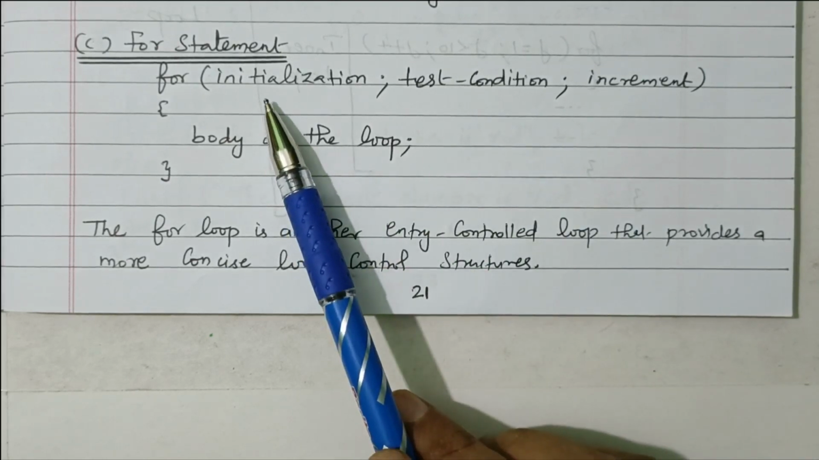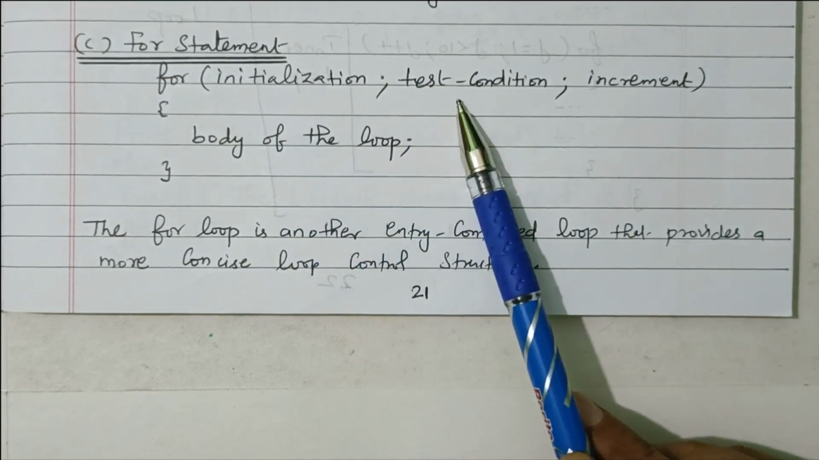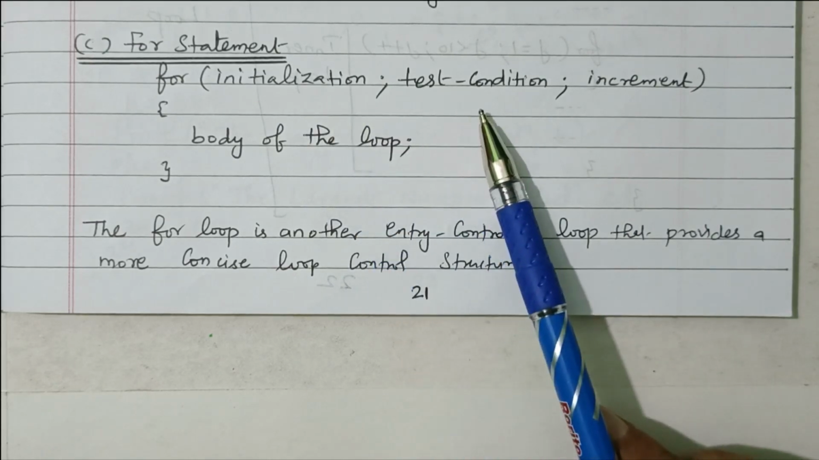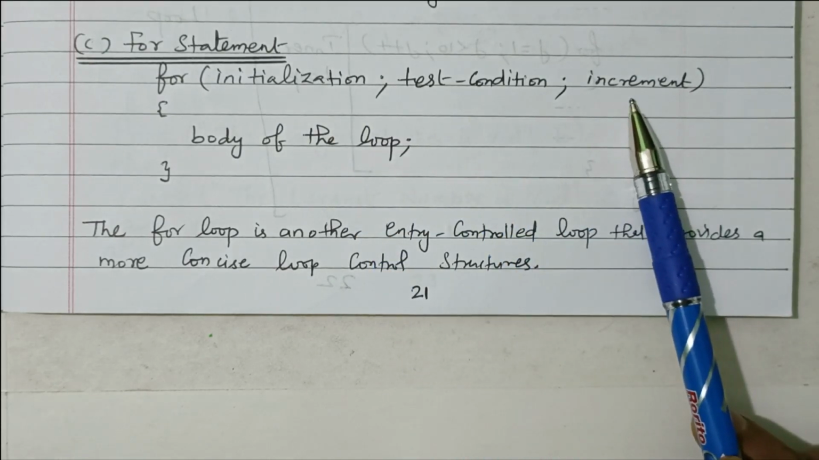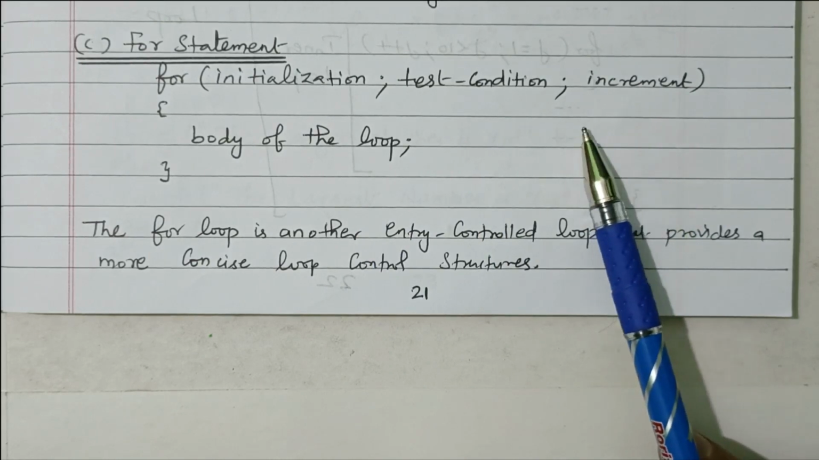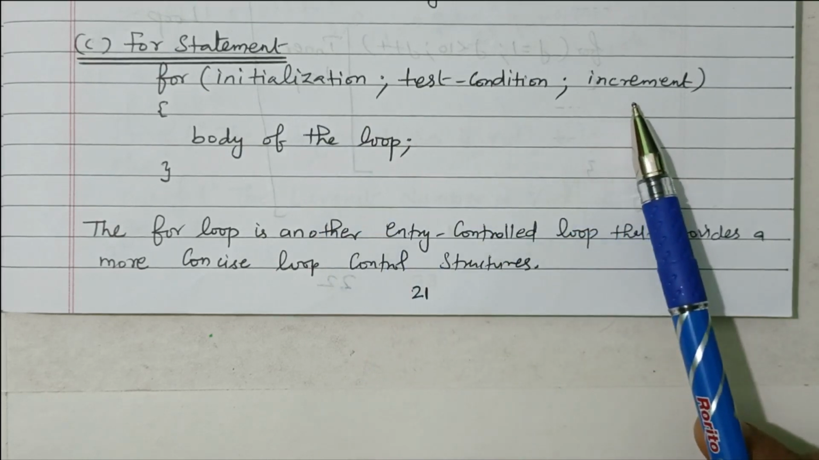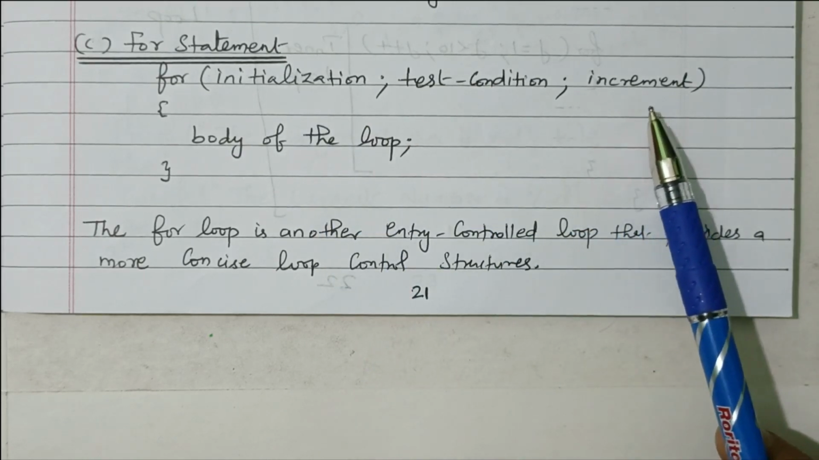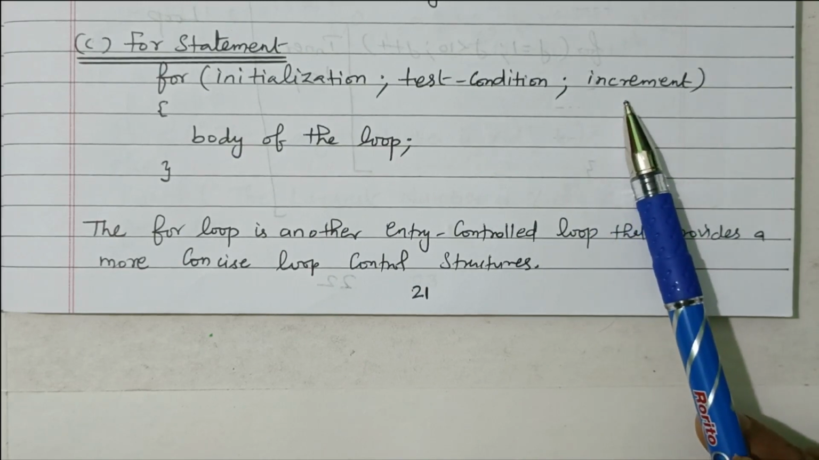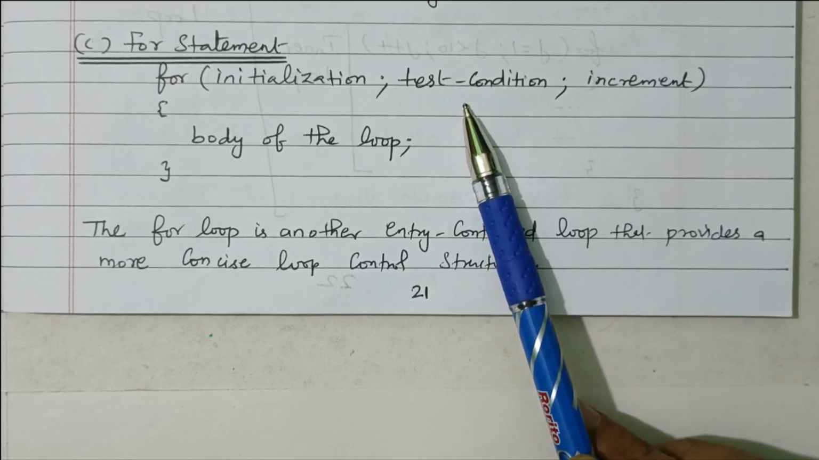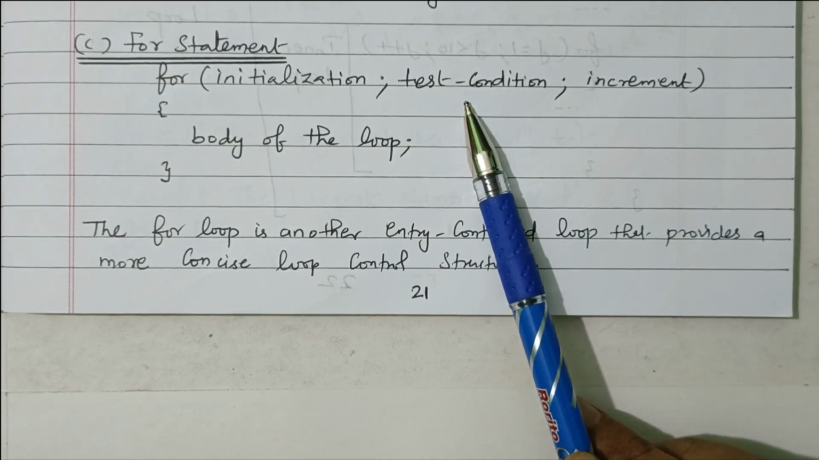So we have three parts: initialization, test condition, increment. We have to initialize the value. What is the initial value? What is the condition? What is the increment? For example, if you want to create the numbers from 1 to 10, the initial value is 1. Increment is 1 by 1, plus 1: 1, 2, 3. So 1, 2 is increased by 1, so i plus plus. What is the test condition? i less than or equal to 10. If it is greater than 10, it will stop the process. i should be less than or equal to 10.